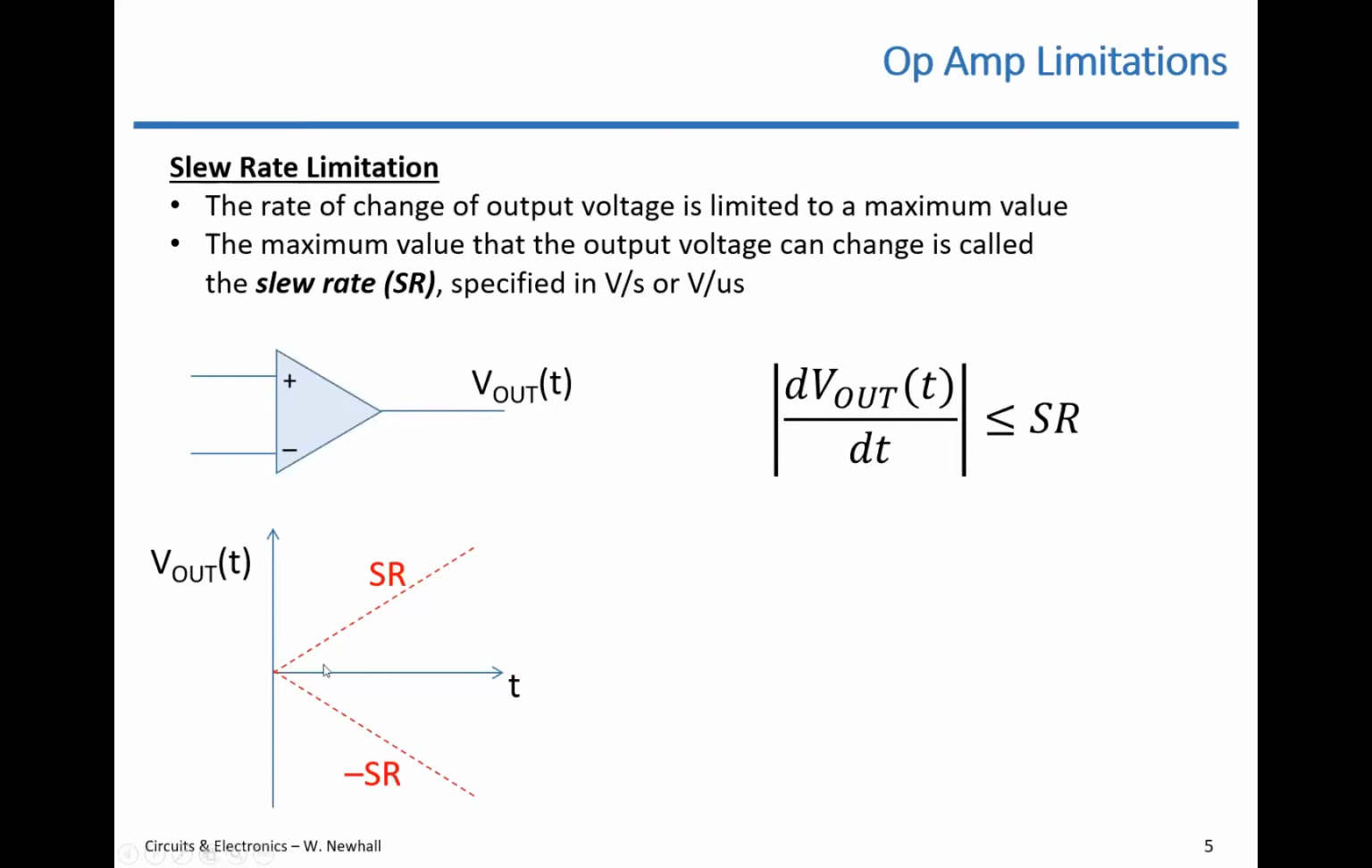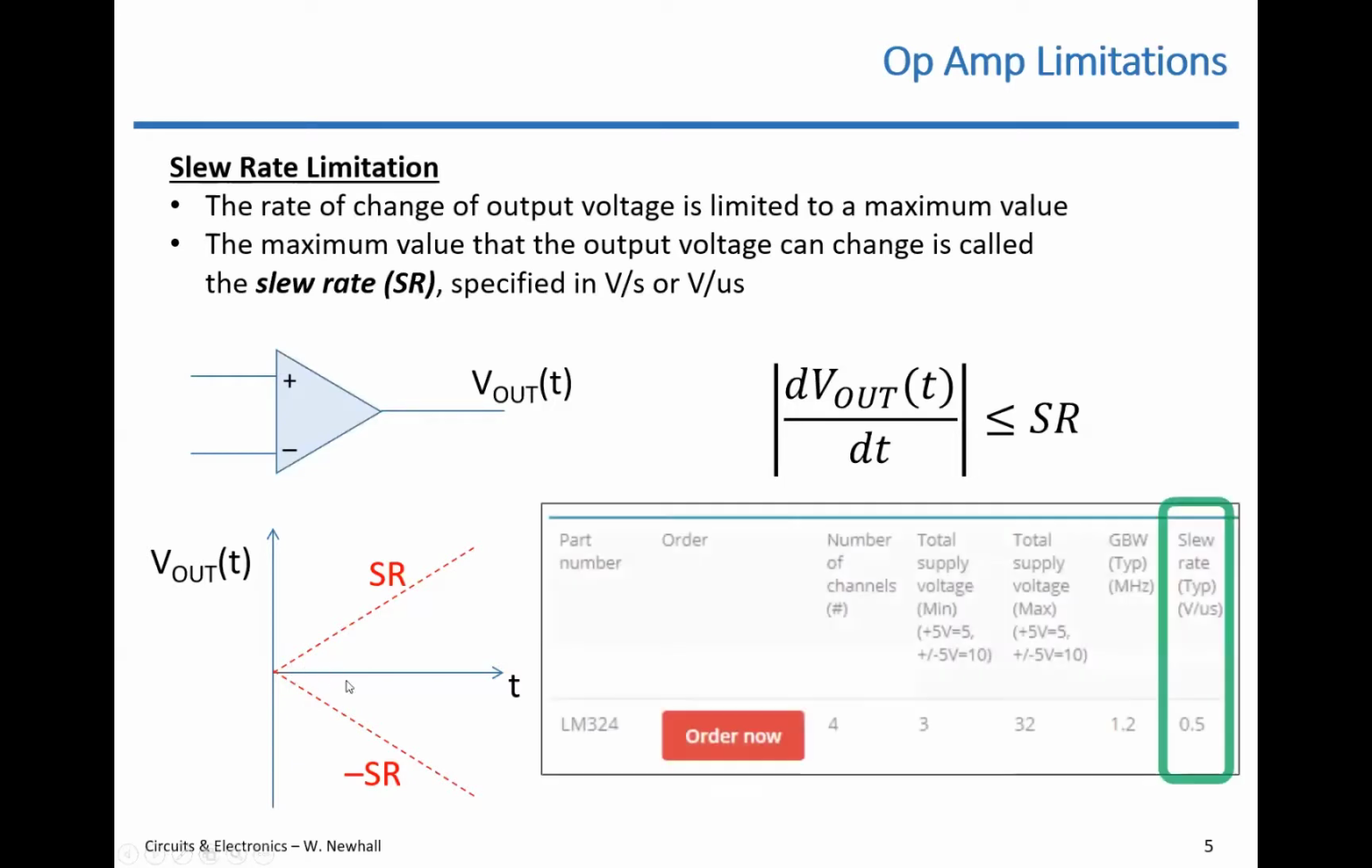You can find that in the data sheet. From a data sheet, here's a slew rate for the LM324, and the slew rate here is 0.5 volts per microsecond. Okay, so that's 500,000 volts per second.